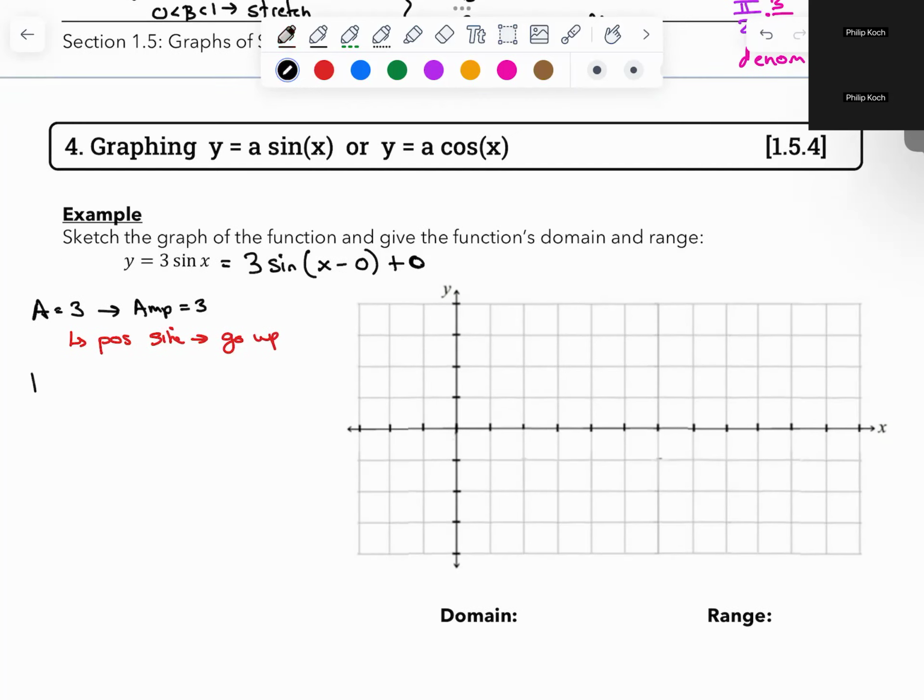B. What is B here? There's no B value. Yes, there is. It's 1. There's the implied 1. Mathematicians are very lazy. We avoid writing extra stuff. So B is equal to 1, which means that the period is equal to 2 pi divided by B, which will be 2 pi over 1.